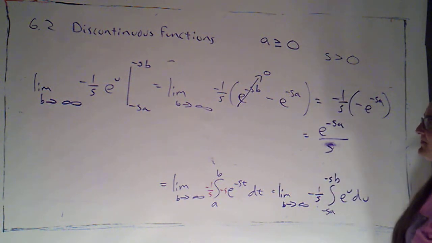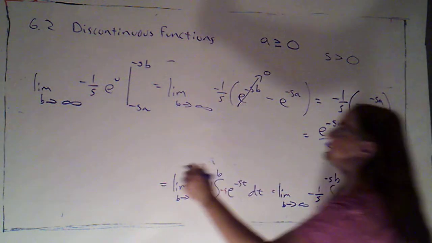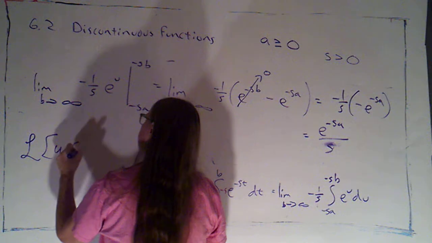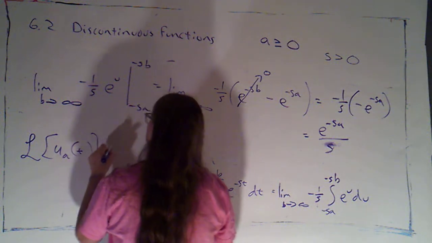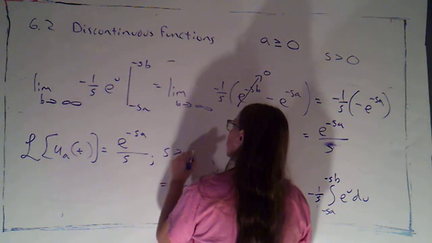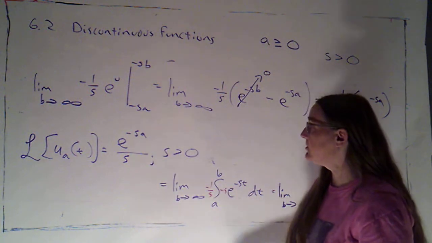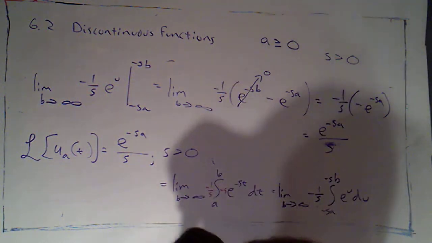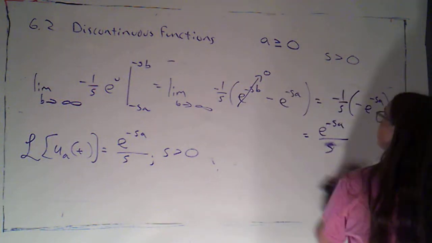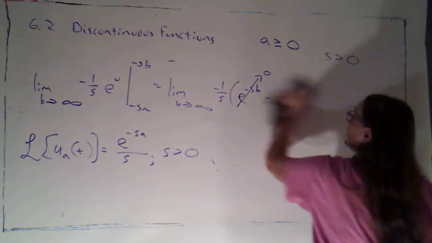Okay. So, we've got this lovely formula that the Laplace transform of the Heaviside function is e to the negative sa all over s, with the restriction that s is bigger than 0. And of course, we did specify that we want our a to also be bigger than or equal to 0.